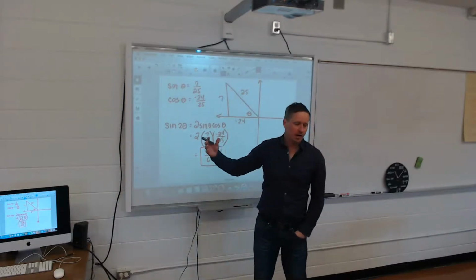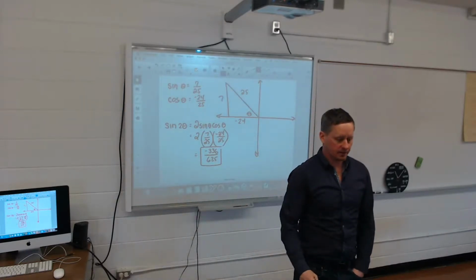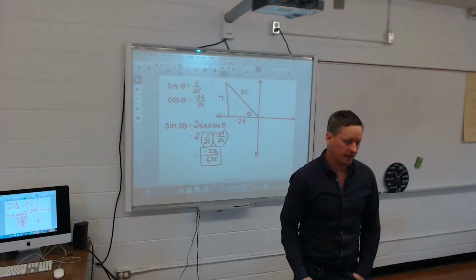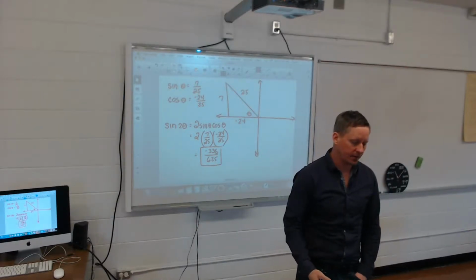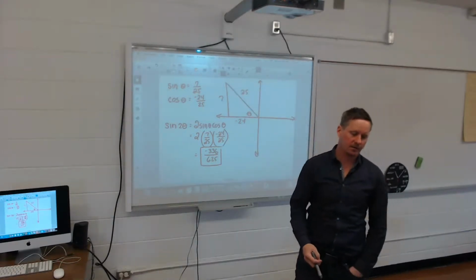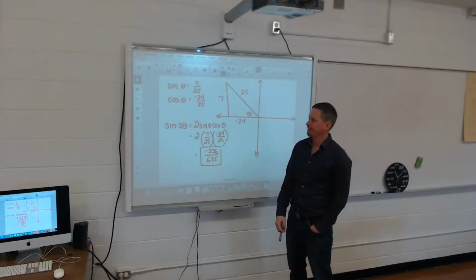Best way to do this question is to draw that triangle first to find your three sides, because then the ratios are easy for you at that point: sine, cos, and tan. Okay?